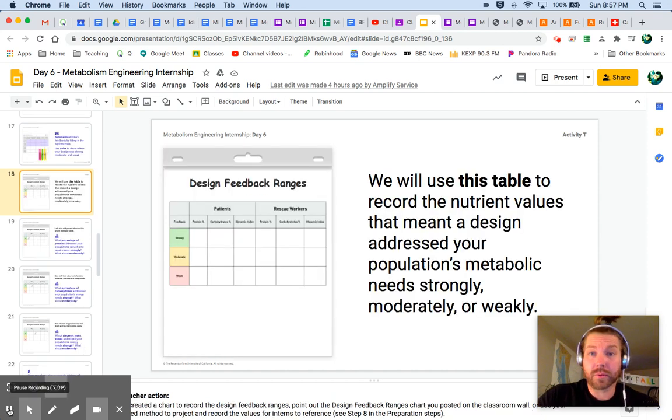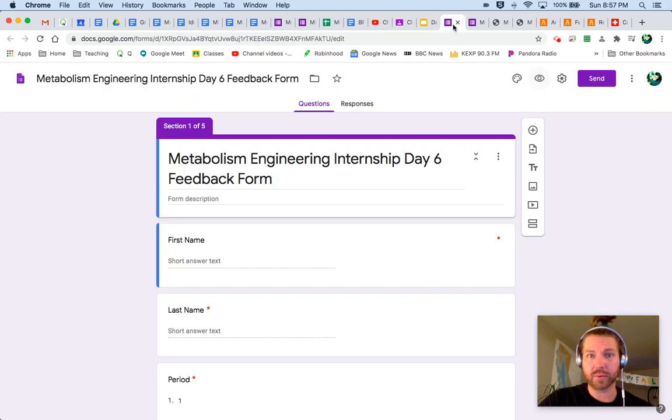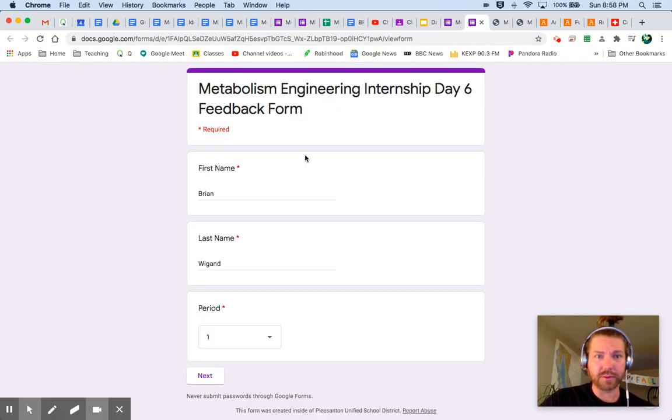The next thing that we're going to do is I want to collect feedback from the entire class. So if we were in class, I would be filling this out up on the board and hearing from you. But since we're not, I have attached this form to your lesson in Google Classroom that I would like you to fill out. The Metabolism Engineering Internship Day 6 feedback form. So what you're going to do is you are going to put your name in here. Look, I put my name. I put first period because, whatever.